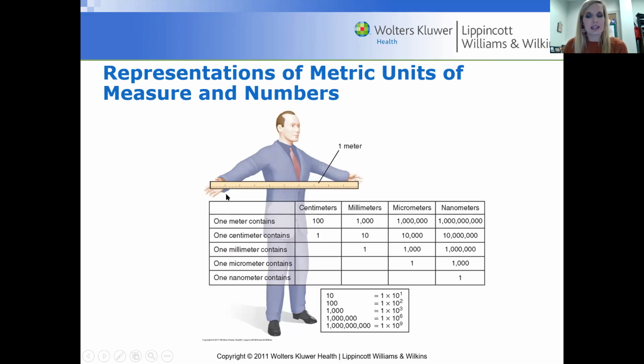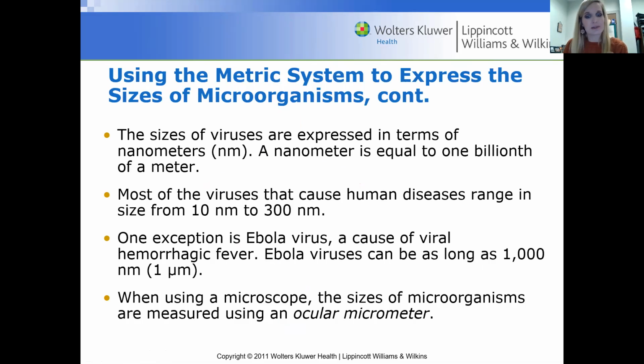The reason I bring up nanometers is because viruses are significantly smaller than bacteria, and we're going to use nano to express the measurement of our viruses. So that's what we bring up on our next slide. The sizes of viruses are expressed in terms of nanometers. Again, a nanometer is equal to one billionth of a meter. So we're seeing a whole lot smaller. Most of those viruses that cause human diseases are going to range anywhere from 10 nanometers to about 300 nanometers.